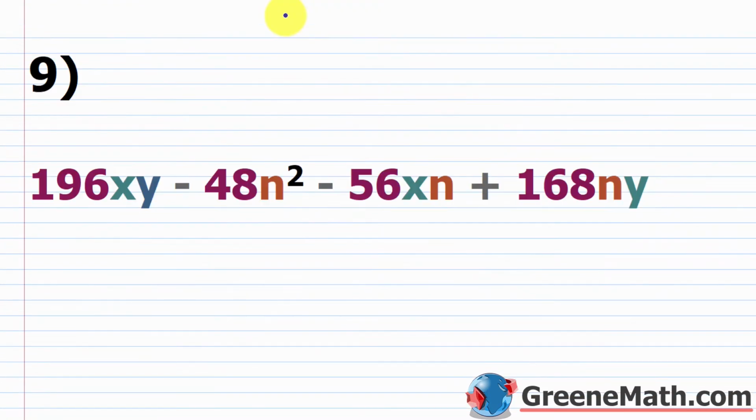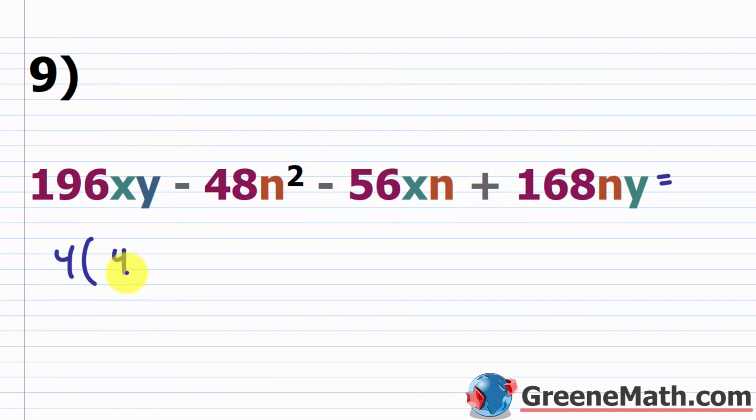Okay, let's look at problem number 9. So we have 196xy minus 48n squared minus 56xn plus 168ny. All right, so the GCF here would be 4. Everything's divisible by 2. And then also it would be divisible by 4. If you look at 68, 56, 48, and 96, those are all also divisible by 4. And so let's go ahead and pull that out.